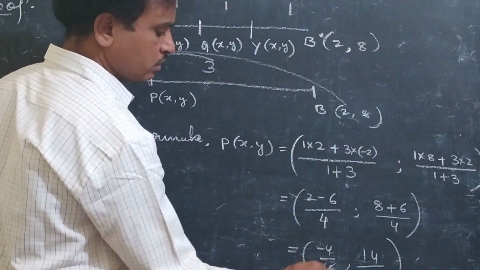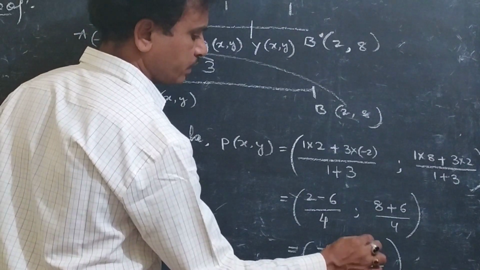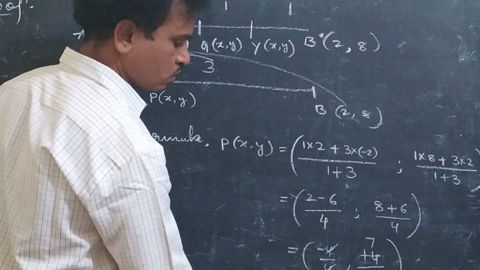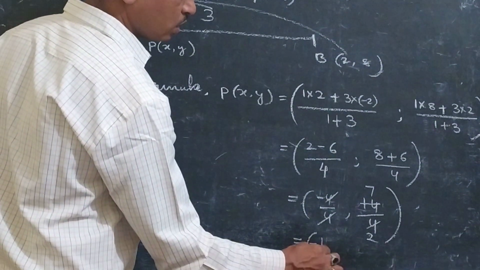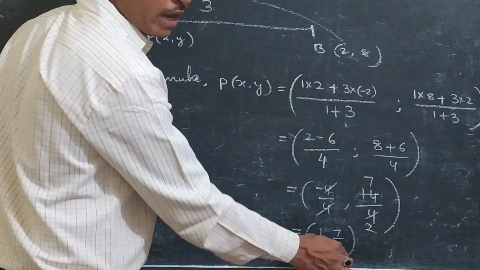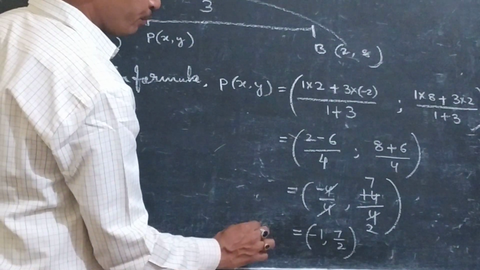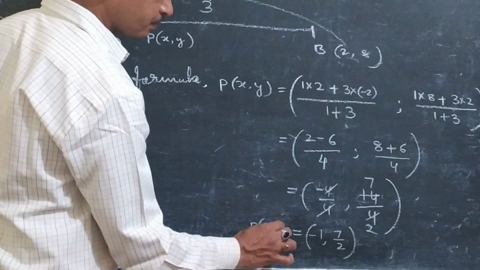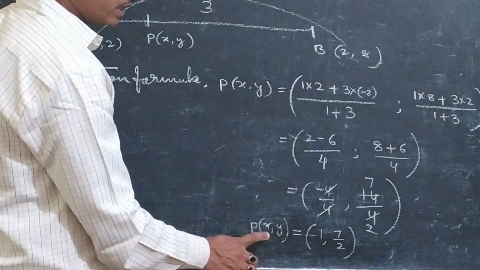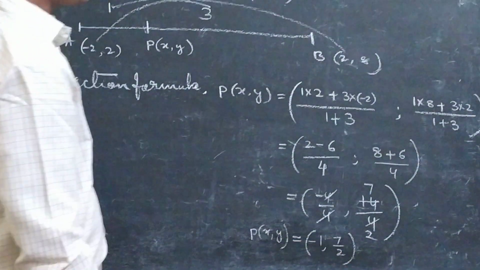Then reduce it. 4 cancels out. 2 twos are 4, 2 sevens are 14. So this is equal to -1, 7 divided by 2. That means point P coordinates are (-1, 7/2). That is, the x coordinate is -1 and the y coordinate is 7 by 2.